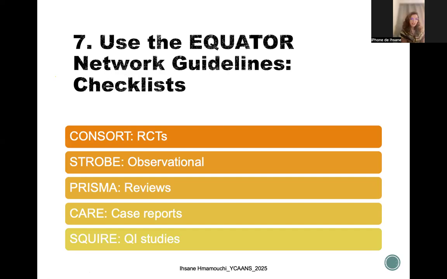And even the best designed study can fail to make an impact if it's poorly reported. So I highly recommend the Equator Network, which could help researchers improve transparency and completeness in their publication. You could use the checklist that matches the design of your study. There is a specific checklist for each design. For example, if you want to do an observational study, you should use STROBE. If you want to do a systematic review, you should use the PRISMA checklist, etc.